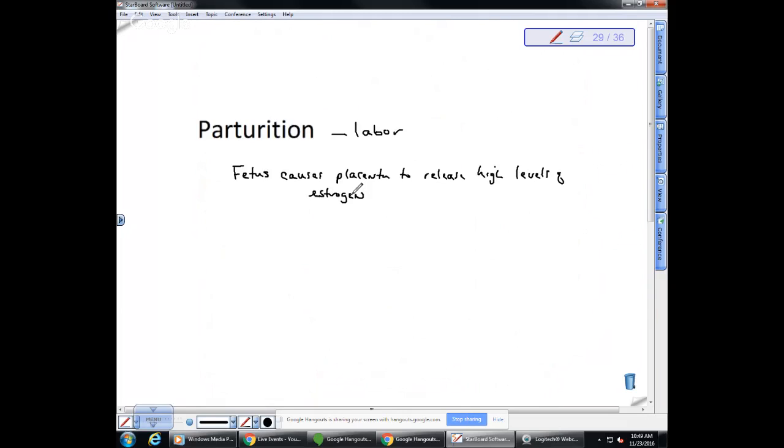Okay. So these high levels of estrogen cause oxytocin receptors to be added to the myometrium of the uterus. Before those high levels of estrogen, these receptors are not there. The myometrium is the smooth muscle. So myo means muscle. So the myometrium of the uterus.